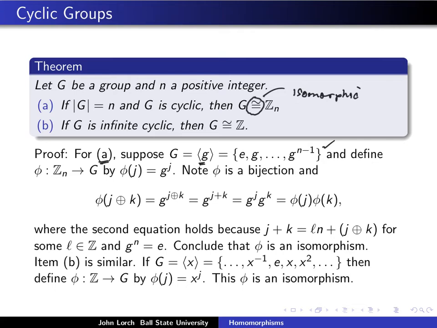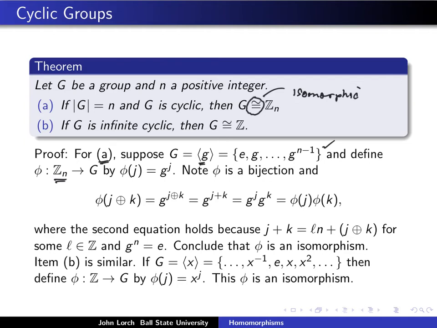So we want to show that this group is isomorphic to Z sub n. And to do that, we need a function to serve as an isomorphism. Our function will have domain Z sub n. So it's going to carry an element j in Z sub n to this generator, little g, raised to the jth power. This function's a bijection, and to show it's an isomorphism, we need to show that it preserves the operation.